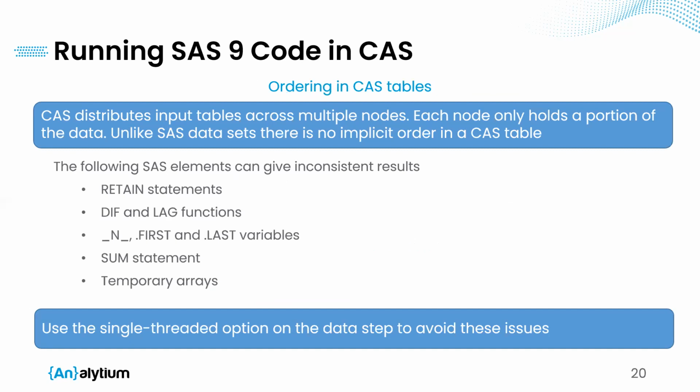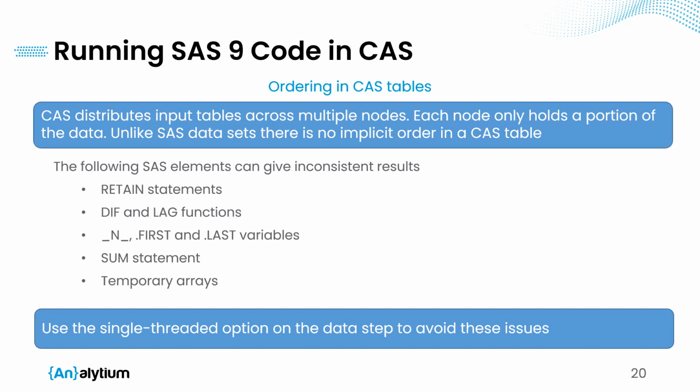There are some significant differences with running stuff in CAS. One of the biggest ones is due to the way data is split and stored on multiple nodes in CAS. Functions or statements that rely on the order of data may behave differently. There's no implicit order in a CAS table, a bit like a SQL database table. So the SAS elements that rely on order in a data set can and will give you inconsistent results.